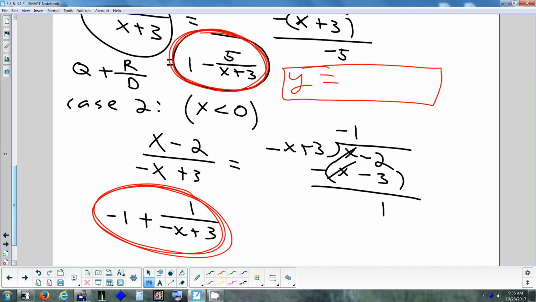1. Yeah. So the horizontal asymptote here for that one is y equals 1. And what about this one?